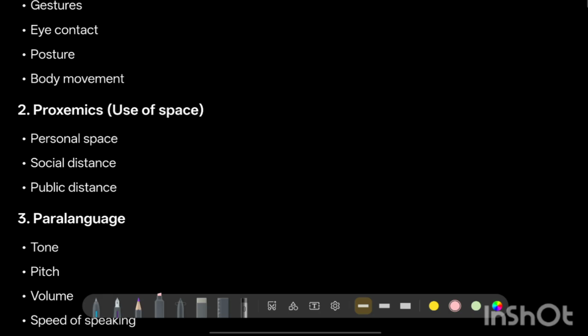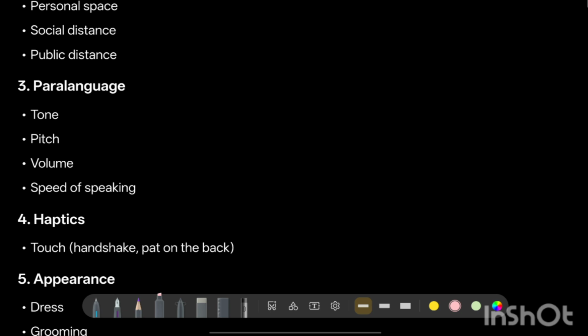Now we have use of space. We also call it proxemics. It means personal space, social distance, and public distance. I mean the distance which you give to that person while communicating. You don't have to go and talk very close to that person. You need to keep a certain distance, a safe distance, so that you both are able to communicate.